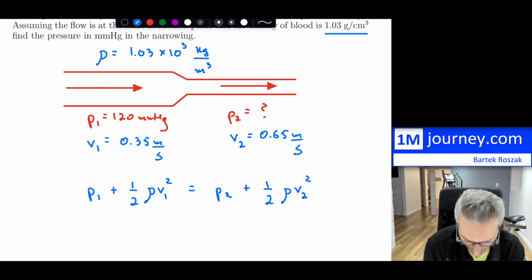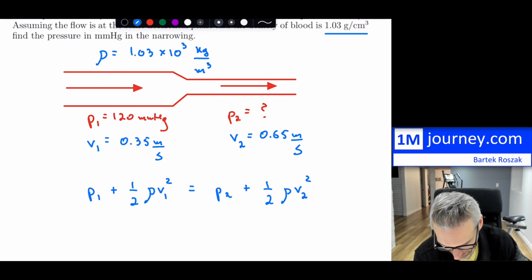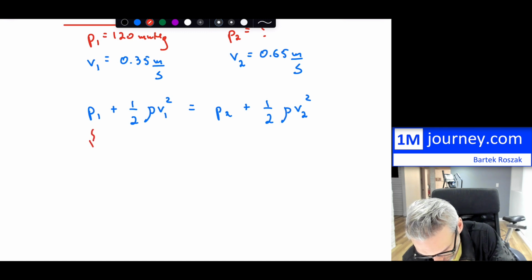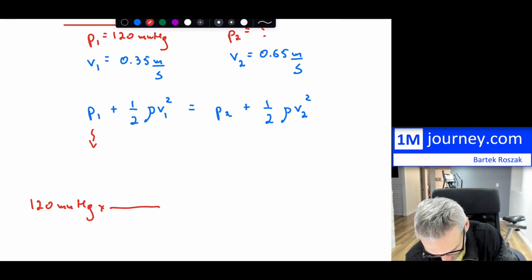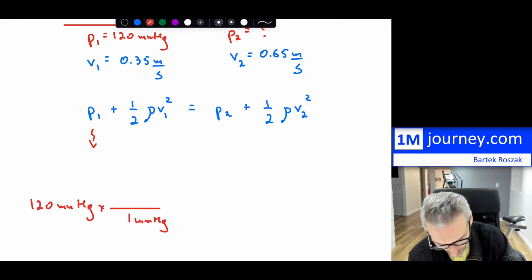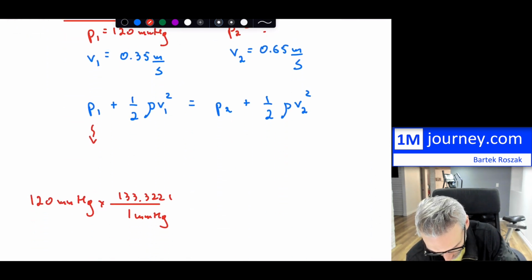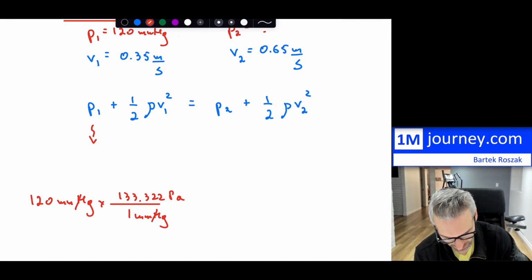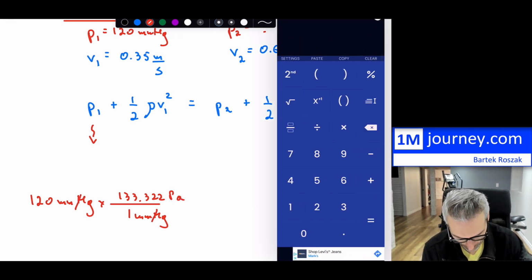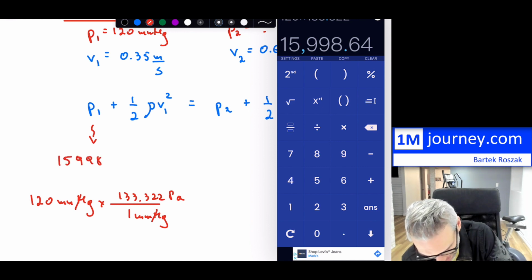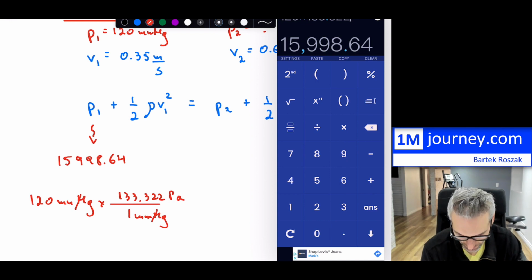Since I have everything else in metric standard units, I can change the pressures too. So this pressure right here, that 120 millimeters of mercury, I can convert. They give us the conversion: 1 millimeter of mercury is 133.322 pascals. So let's see what that gives me. 120 times 133.322. It's quite a lot, but so be it. 15998. I'm not going to round anything in here.